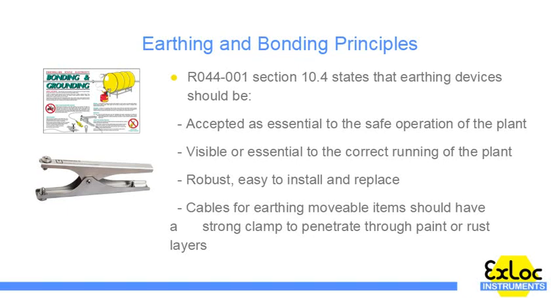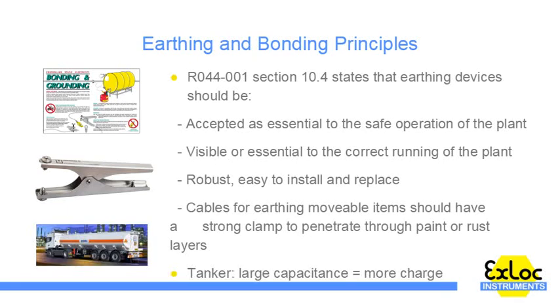E, cables for earthing movable items should be equipped with a strong clip or clamp capable of penetrating through paint or rust layers. The clip or clamp should be attached before the operation commences and should remain in place until the operation has been finished and all hazardous electrostatic charges have been eliminated.